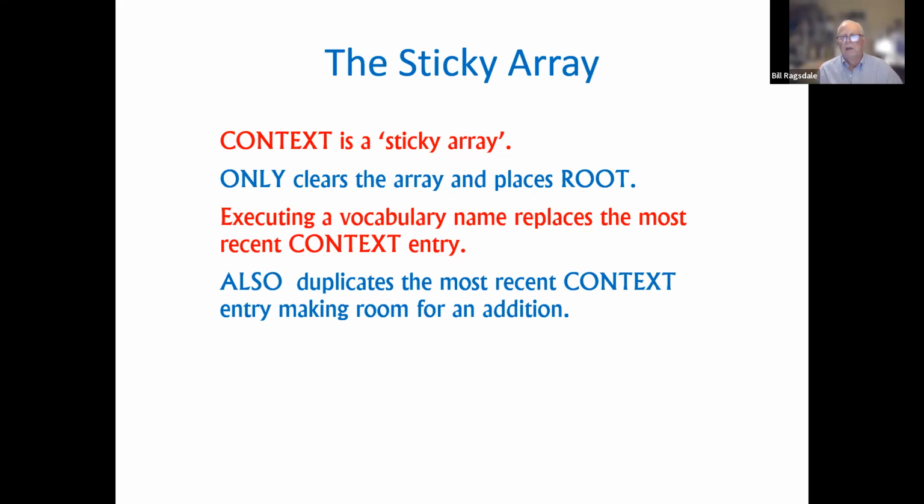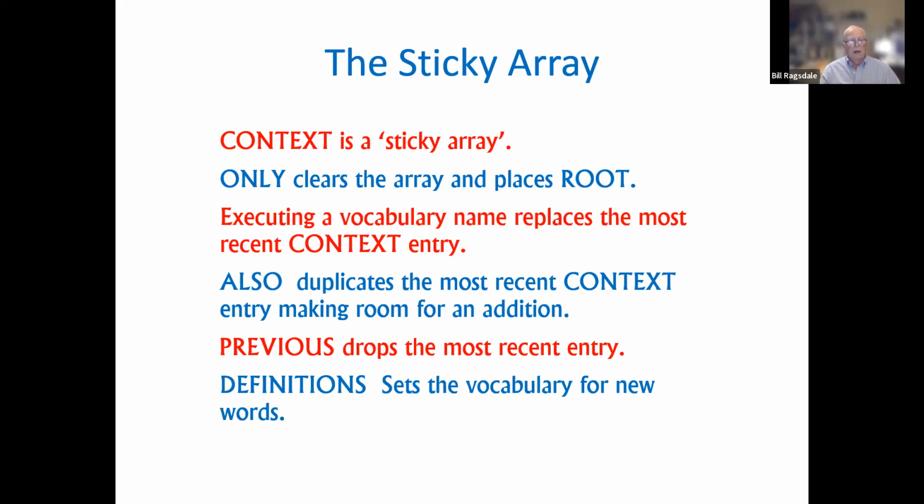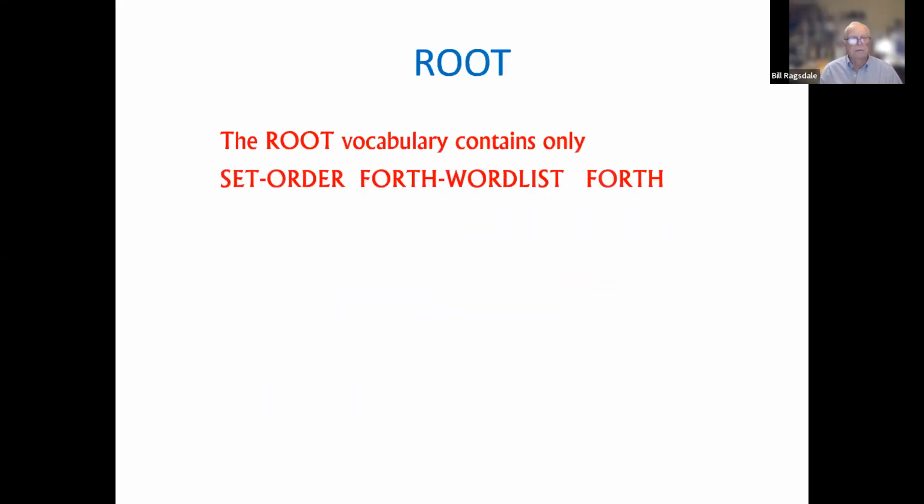So we see the next step then is the word previous drops the most recent entry. So here are the differences between this and a stack. The word only begins with a default value, also makes room for entries. The execution of a vocabulary name places entries, and then previous drops entries. And finally, the word definitions sets up another pointer which designates the vocabulary into which new definitions are going to be placed.